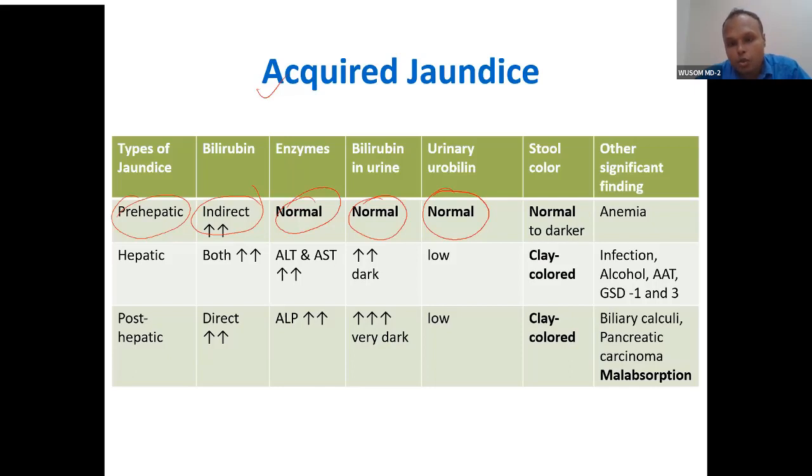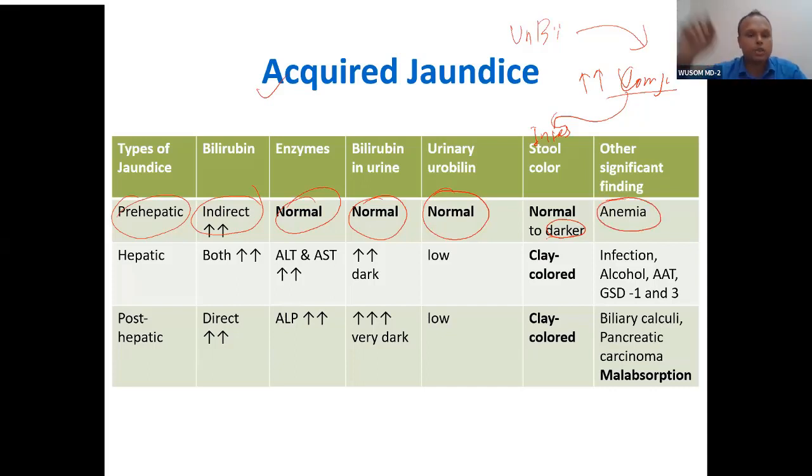What happens to stool? Because unconjugated bilirubin is very high, more of it will be conjugated, so conjugated bilirubin will also be high in comparison to normal. This bilirubin reaches the intestine and the stool will be darker in color. This is generally associated with hemolytic anemia. So understand this pre-hepatic jaundice.